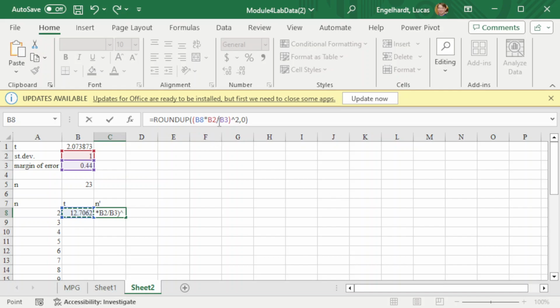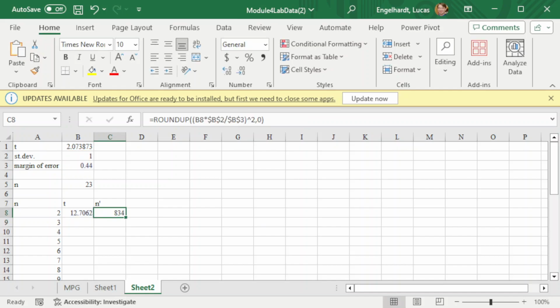And then the b2 and b3, I want to make sure those don't change when I copy this formula down. So I need to put these as absolute references. That means adding the $ in front of the b and in front of the 2. You can also hit F4, which will automatically do that for you. Just have your cursor inside or right next to the thing you want to change to an absolute reference, and then F4 will do it.